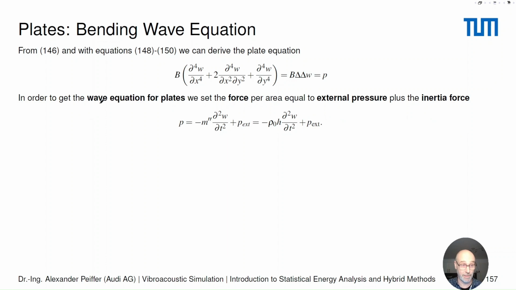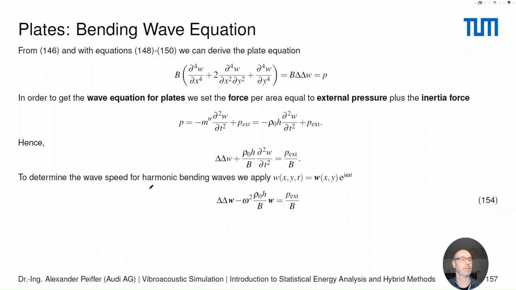So in order to get a wave equation out of this, now we have to set the force per area, the pressure, equal to the external pressure, some external excitation, plus the inertia force, which is the area weight times the acceleration of the plate in the normal direction. If we do so, we get this equation, which is actually a wave equation. There's a specific operator, this double plus operator. This has a specific impact that I will show you later. It makes the bending waves somehow complicated.